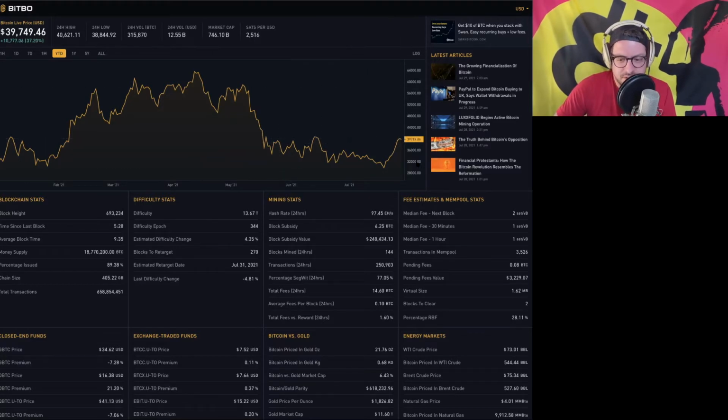But as you can see here, we're doing really well, still hovering just below 40,000, and we have not broken past that critical peak of 42,000 level. Once we do, this thing could take off. We could see some insane price action.